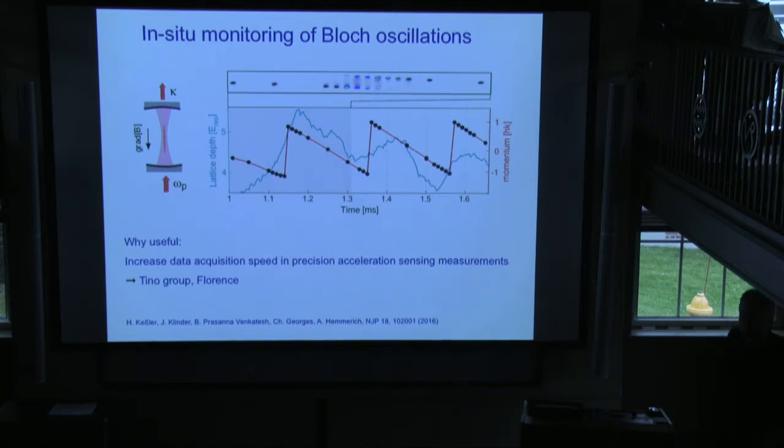Bloch oscillations are used by people doing precision metrology, for instance, measuring little g, acceleration sensing. If you want to do that very precisely, you need high data acquisition speed. That's hard to do because in a curve like that, for every point you have to cook a new BEC, so that's time consuming. If you can look at such an oscillation, which comes from a single point here, you have gained a lot of time. So that's good for the metrologists.